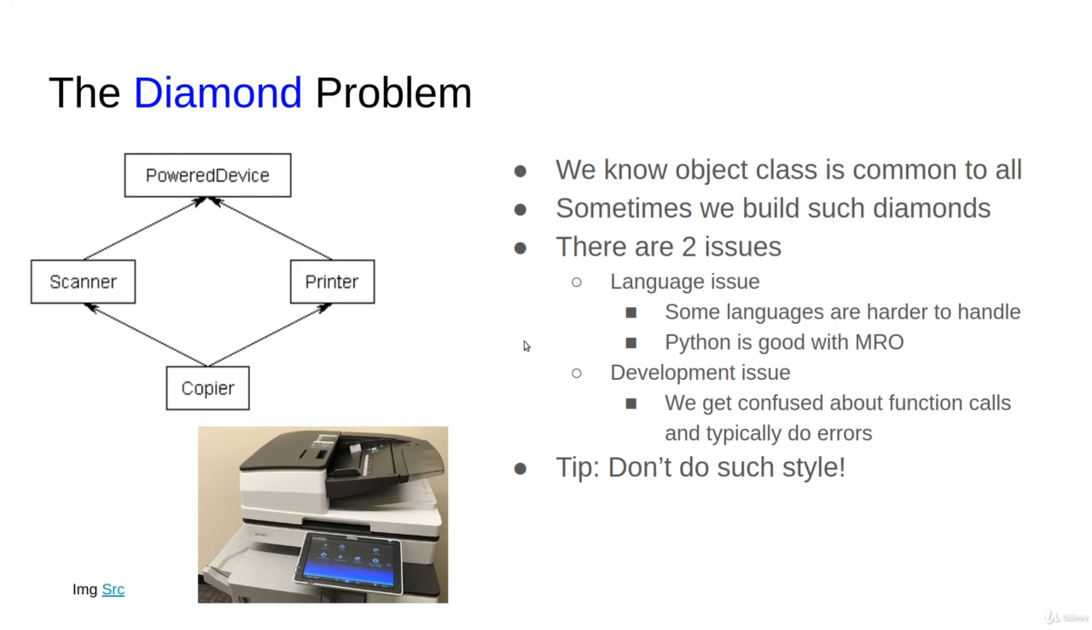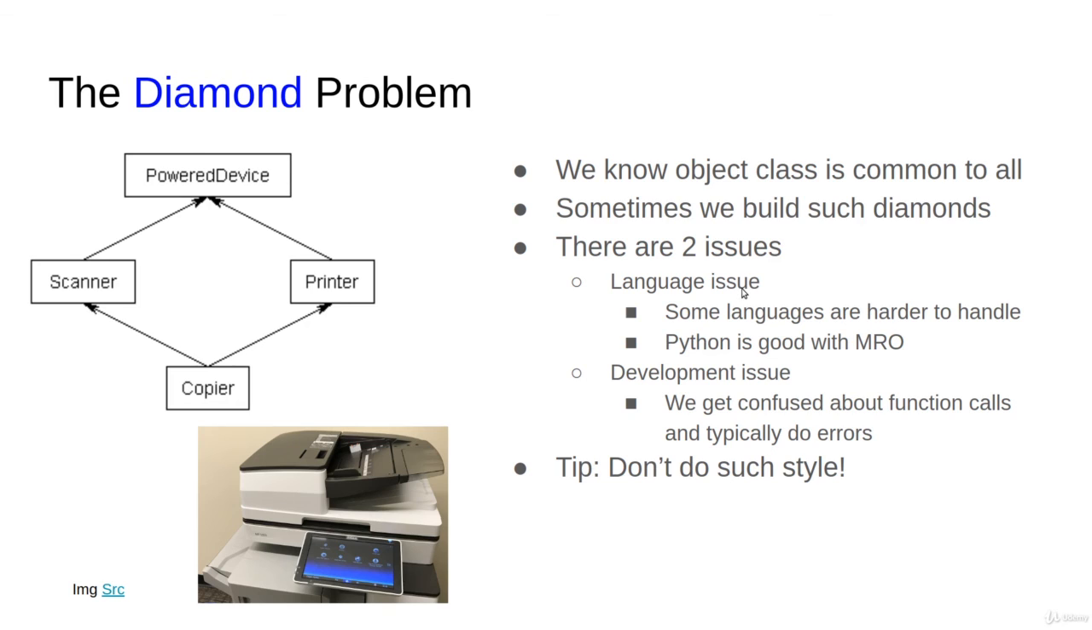Before finishing, I would like to tell you about a very popular problem named the diamond problem. In the diamond problem, we have at least 4 classes in the following shape. We have a class inheriting from 2 classes, and then these 2 classes are inheriting directly or indirectly from another common class. So it looks like a diamond this way. This problem has 2 issues. One from a language perspective, and the other from a development perspective.